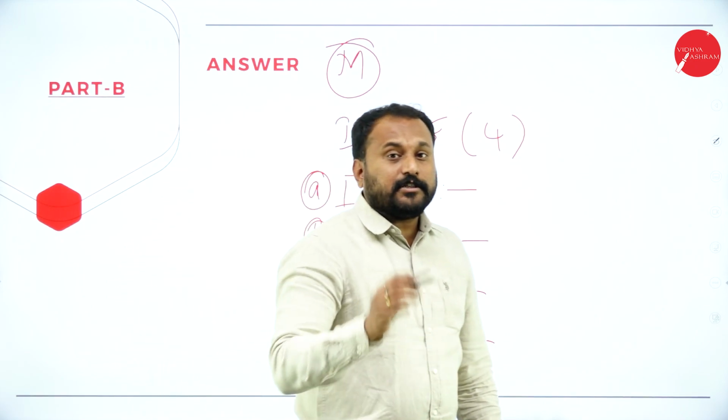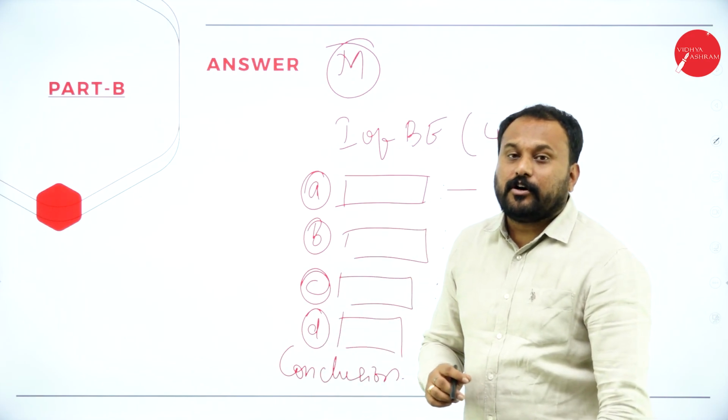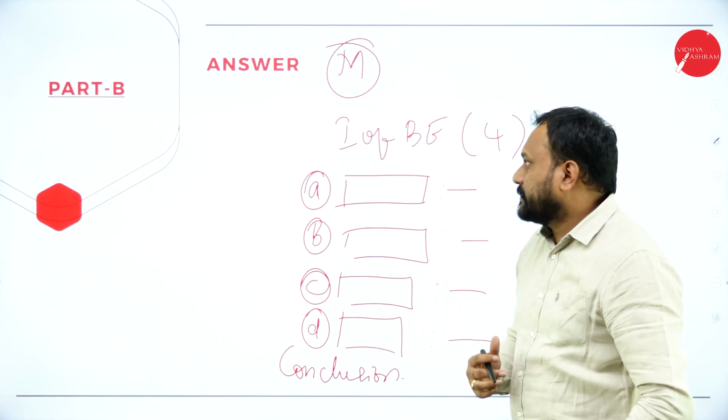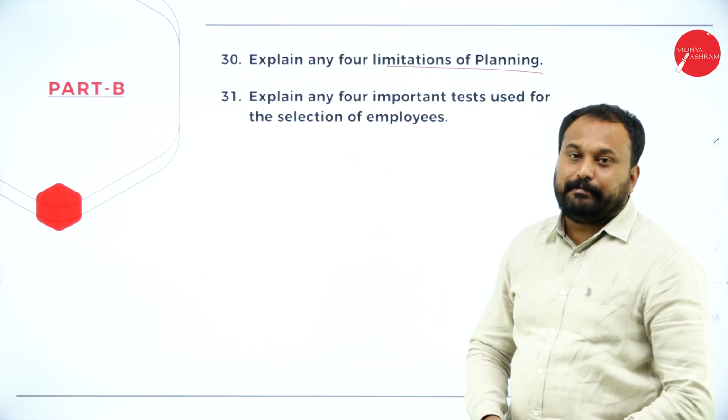Because business environment is very important for business. So please watch the business environmental concept class and you can write n number of importance of business. Next, the 30th question. Explain any 4 limitations of planning.